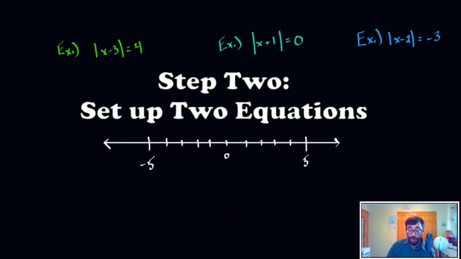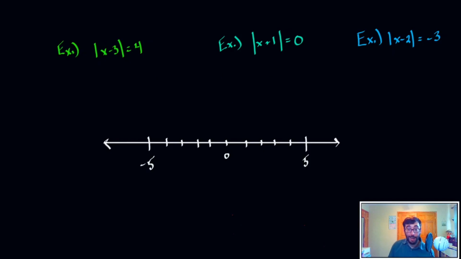So, step 2 is to set up your 2 equations, okay? And I know that might sound weird, but if you think back to the previous example, 3 and -3 both had an absolute value of +3. So, there were 2 answers. There were 2 numbers that had an absolute value that became a +3. So, we're actually going to have 2 equations here. You'll kind of see why.